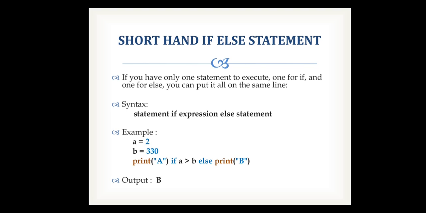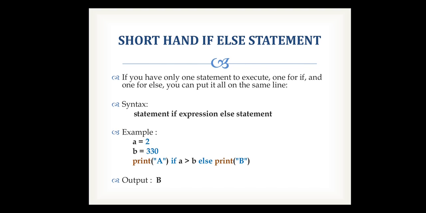For example, a is equal to 2, b is equal to 330. So what is the statement? We are considering that our statement for if is to print the value of a. So my if block statement is print a. Then the expression is if a is greater than b, and the statement for the else part comes after else, that is print b.